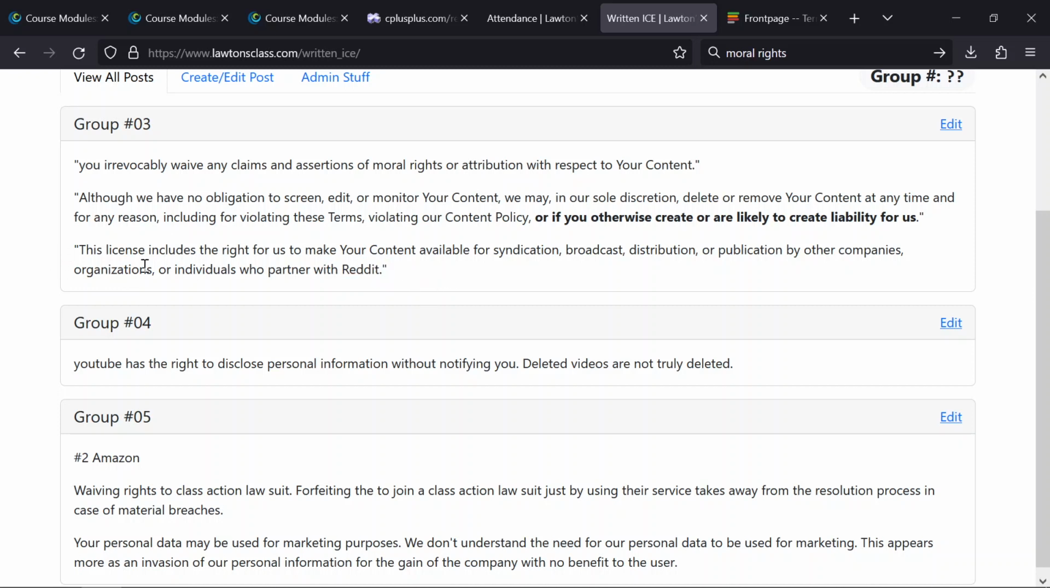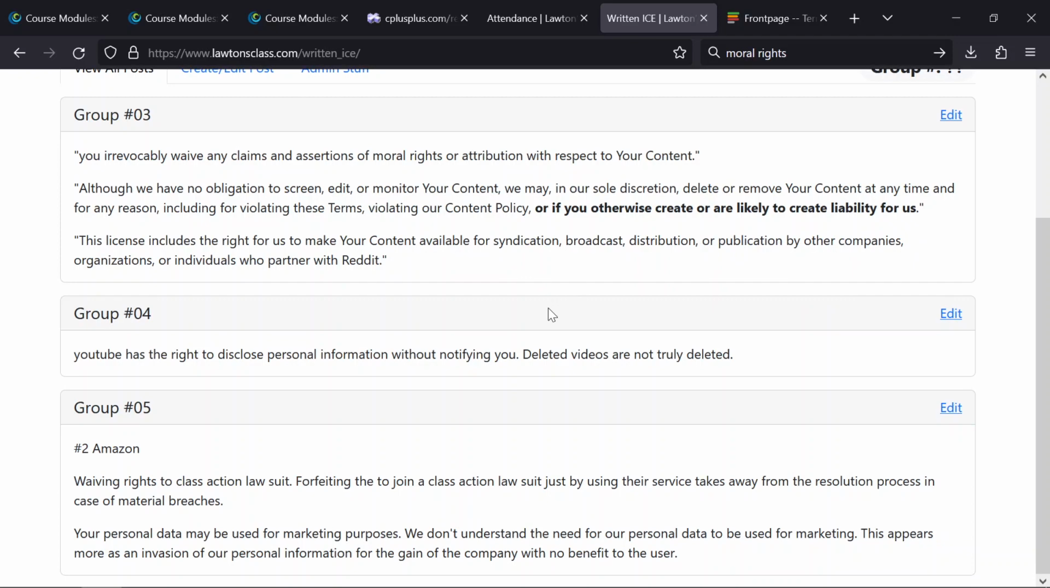Oh yeah, I see Reddit there. The license includes the right for us to make your content available for syndication, broadcast, distribution, or publication by other companies. Yeah, so what you write is ours now. That's what they're saying. Crazy. Very interesting. Very weird.